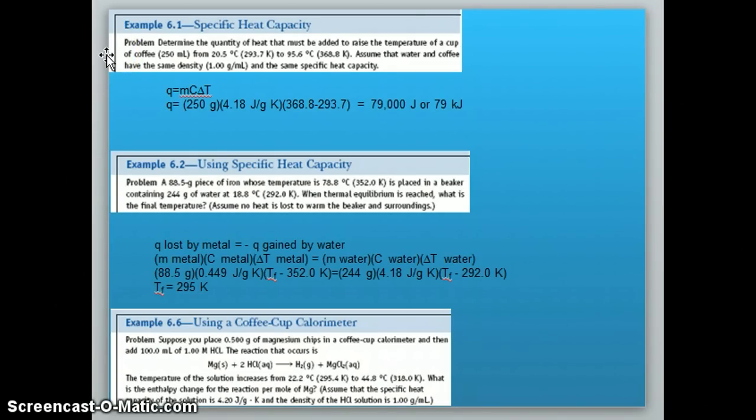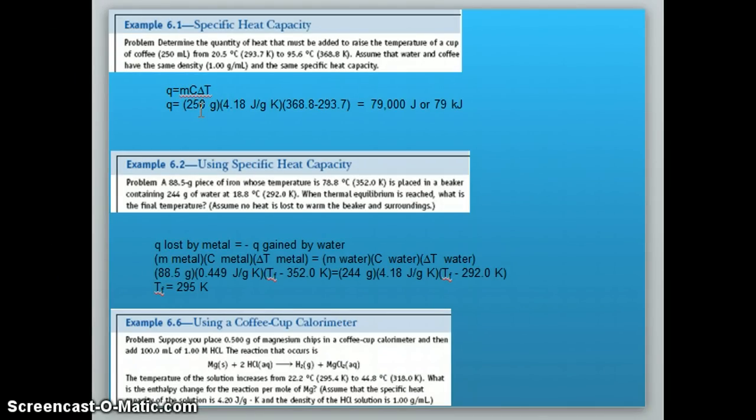We did example 6.1 in class. It asked us to determine the quantity of heat that had to be added to raise the temperature of a cup of coffee that was 250 milliliters from 20.5 degrees Celsius to 95.6 degrees Celsius. And so in order to do that, you use the equation Q equals mc delta T. Now M, as we mentioned before, stands for the mass of liquid in the cup. They didn't give us a mass, they told us a volume instead. It was 250 milliliters, but lucky for us, we know the density of that liquid. It's 1 gram per milliliter, so if it's 250 milliliters, it's also 250 grams. So that's inserted in the equation for M.